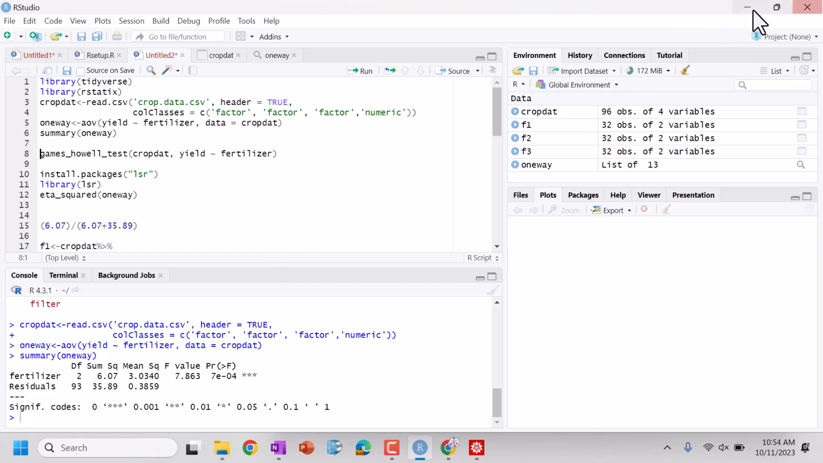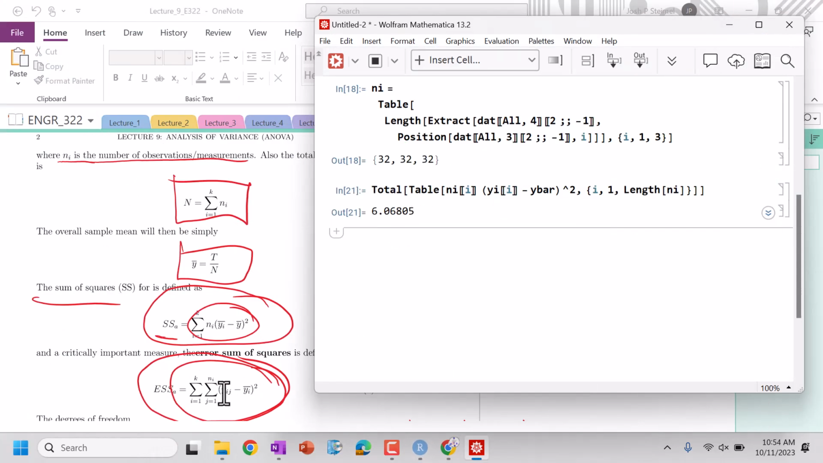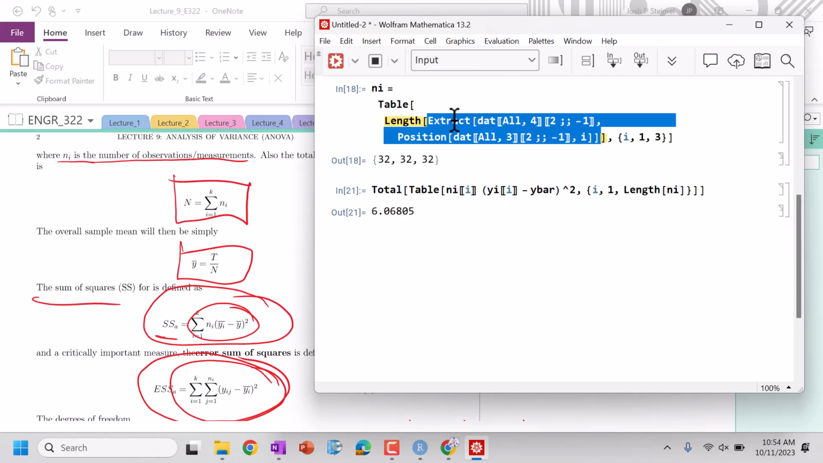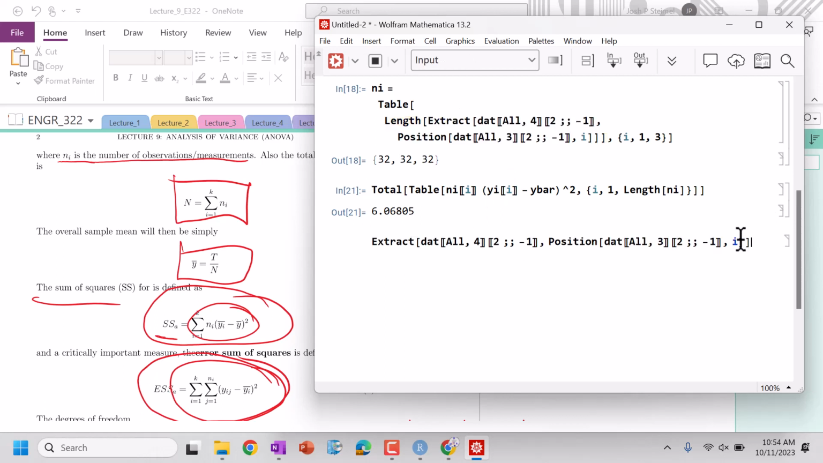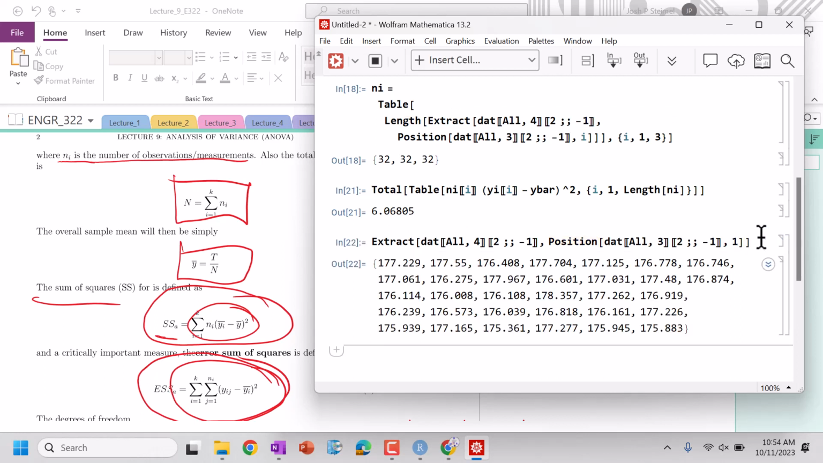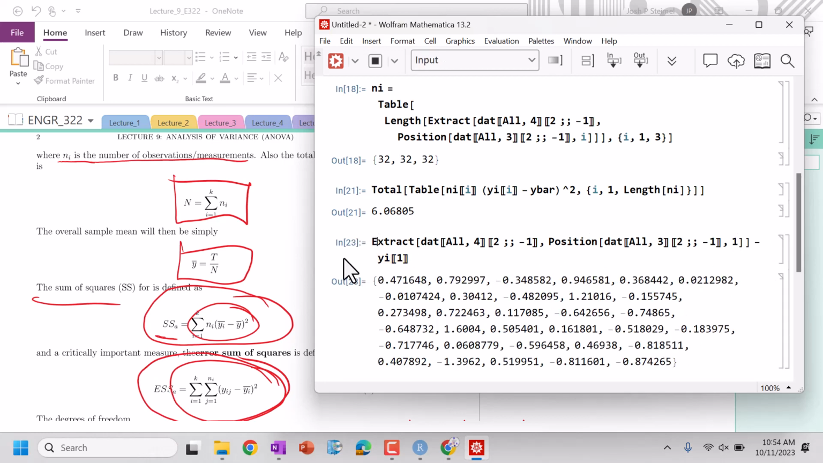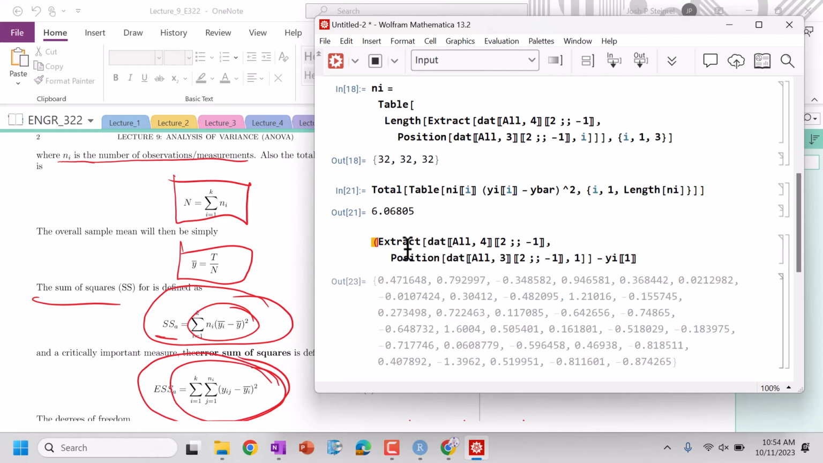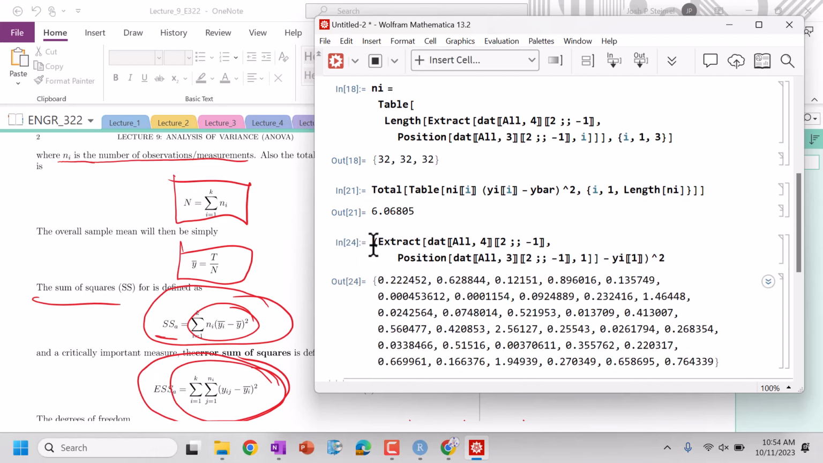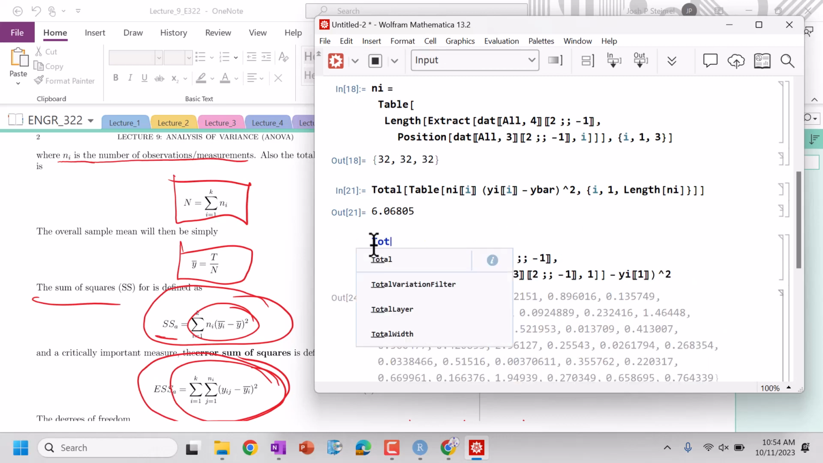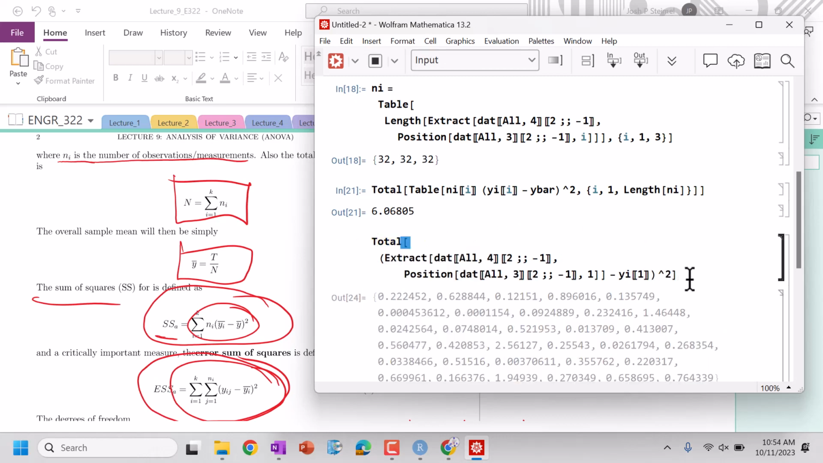Well, we can calculate that too, except now we're going to have to look at two summations. So we're going to have to take each of our y sub i, and we're going to have to actually extract. So for example, we extracted it for position 1. So now I'm going to have to minus this y sub i of 1, and I'm going to have to square that. So here and here, we have to square that data set. And then I want to do a total of that.